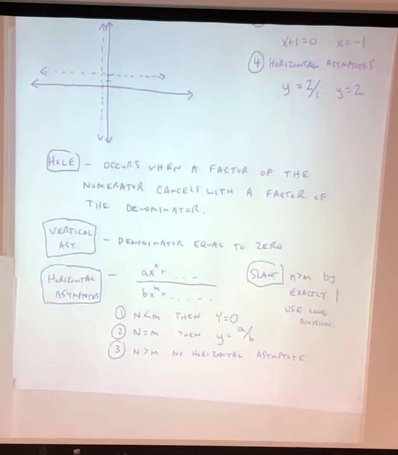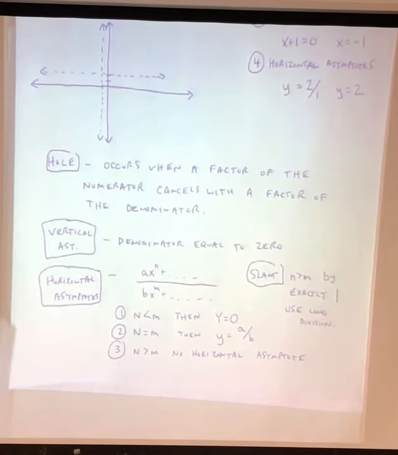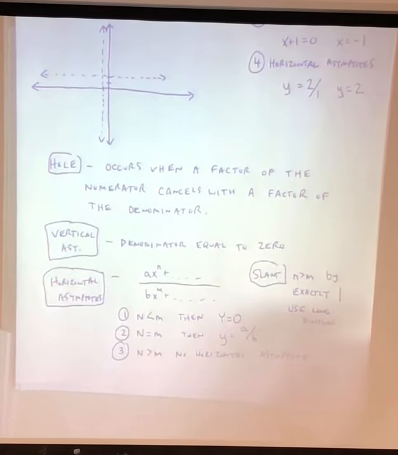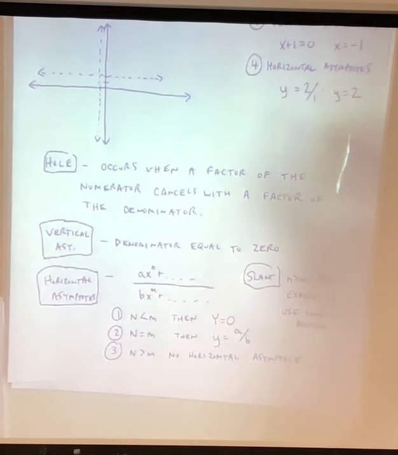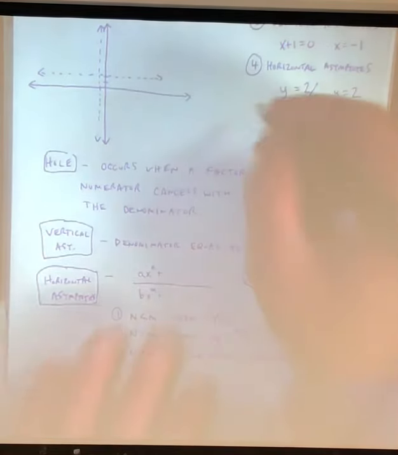So we've added that to the picture. Would you say we have a slant asymptote on this one? No, we don't, because it's situation number 2, so it's not n is greater than m. So, no slant.